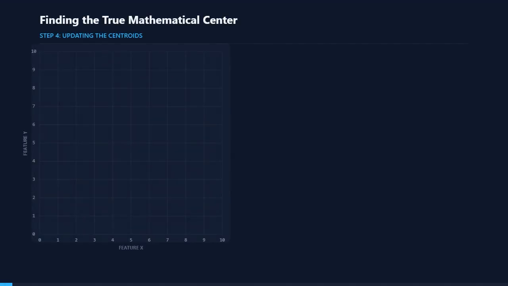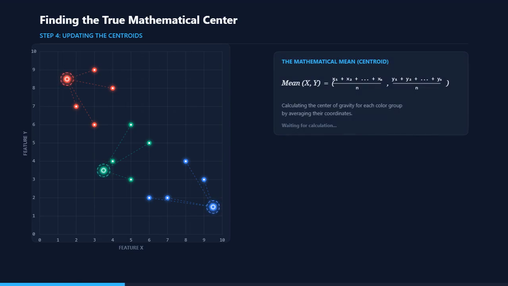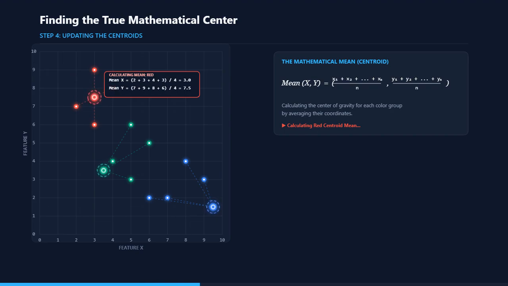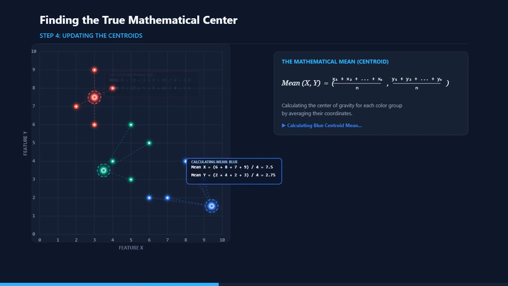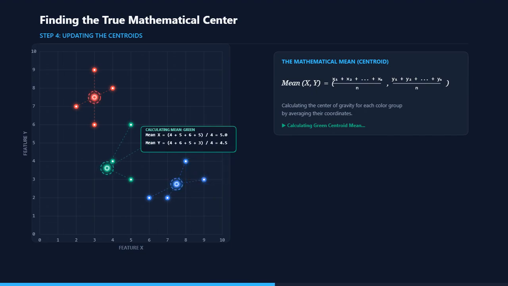This brings us to step 4, updating the centroids. Now that the data points have formed their initial clusters, the centroids look around at their new team members. The red centroid calculates the mathematical average, or the mean, of all the x and y coordinates of every single red data point. Once it calculates this true center of gravity for its team, the red centroid literally picks itself up and physically moves to that exact new coordinate.